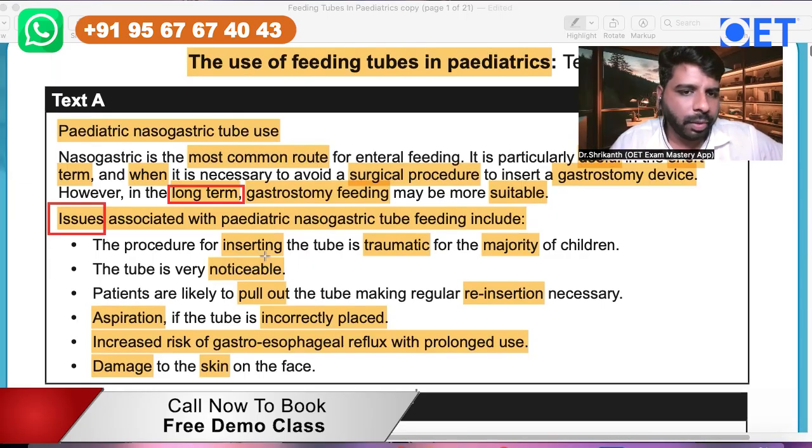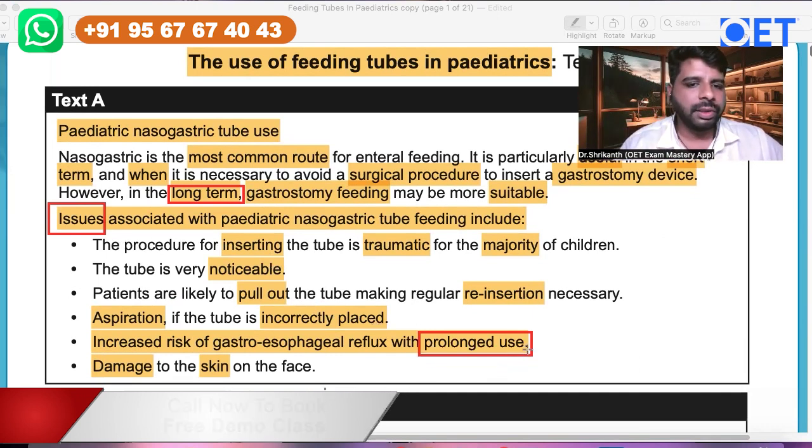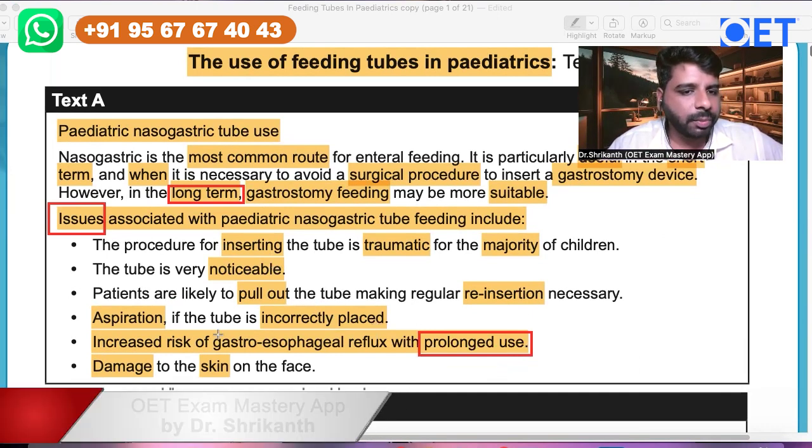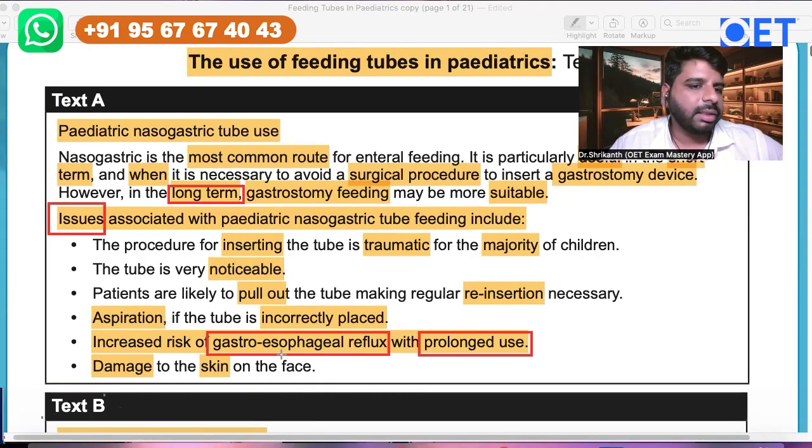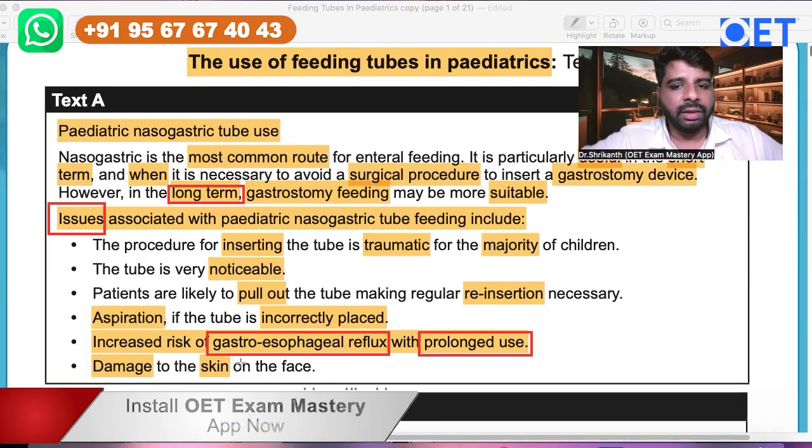So these are all problems over here, right? Now see, prolonged use basically means long-term use. And what are the patients going to experience? The patients are going to experience gastroesophageal reflux, right? So what will be the answer over here? Gastroesophageal reflux. This is the answer. This is what they will experience if they require prolonged usage.